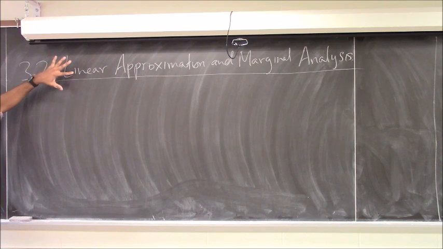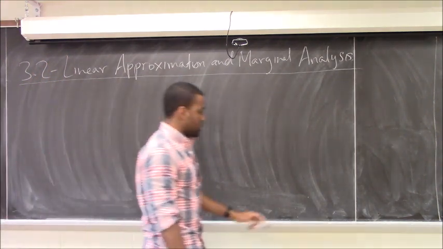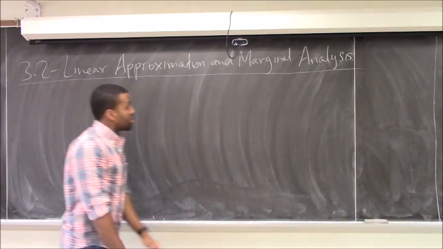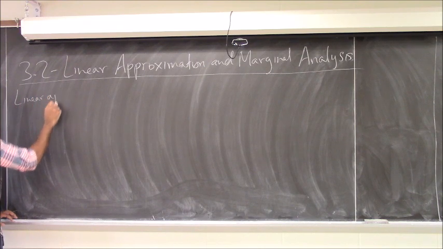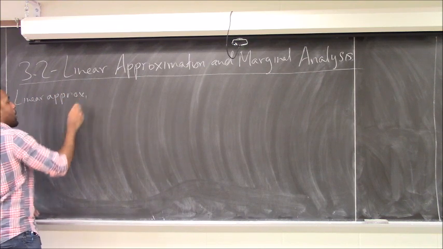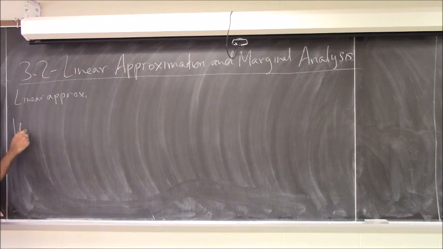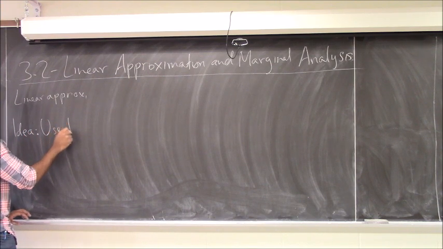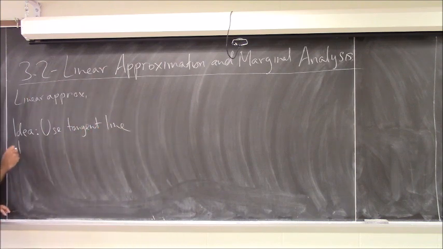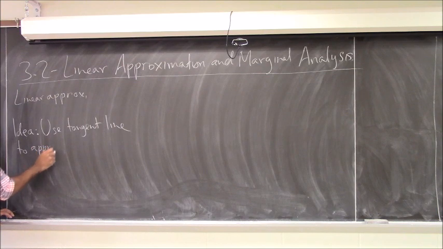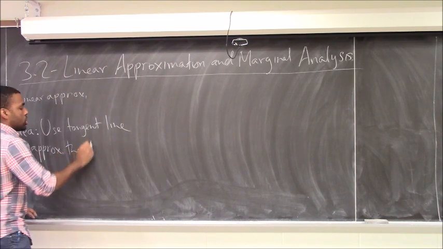This is really talking about what tangent lines are good for, to use them to approximate functions. So we're going to look at that from a systematic point of view. Let's start with linear approximation. The idea is to use a tangent line to approximate the change in a function.